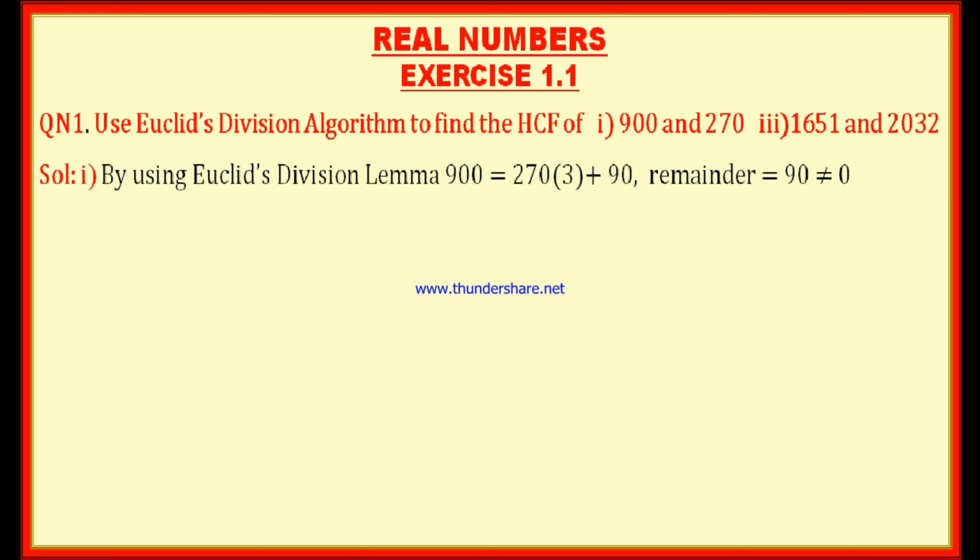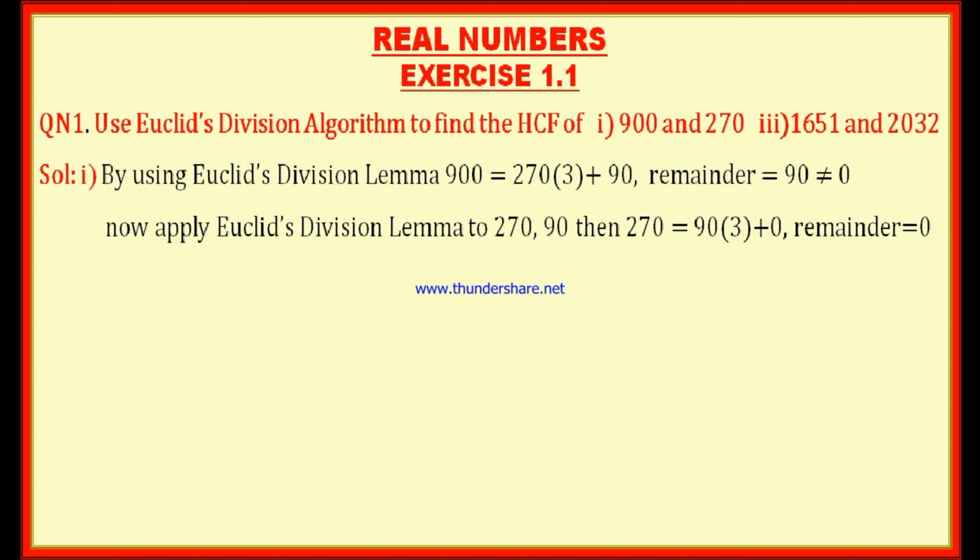Since the remainder is not equal to 0, let us apply Euclid's division lemma again to 270 and 90. 270 is equal to 90 into 3 plus 0. What is 3 times 90? 270. Therefore, the remainder is 0. Since the remainder is 0, the HCF of both the numbers 900 and 270 is 90. And the third bit now.